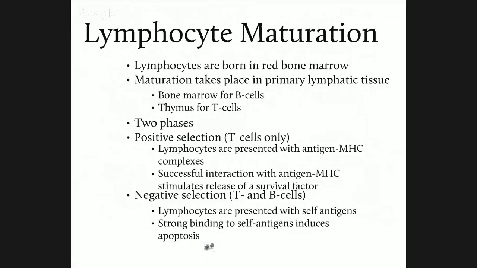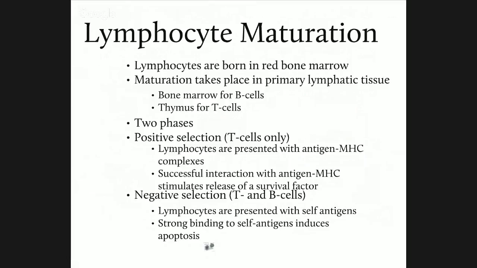The hemocytoblast, the pluripotent stem cell in red bone marrow that makes the blood cells, is stimulated to make those blood cells by hormones, and the first step is that it differentiates into either a myeloid stem cell or a lymphoid stem cell. Myeloid stem cells give rise to all other types of blood cells: red blood cells, platelets, and white blood cells except for lymphocytes. And then lymphocytes come from the lymphoid stem cell.